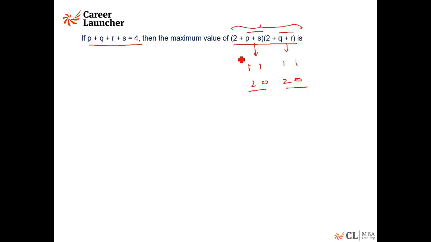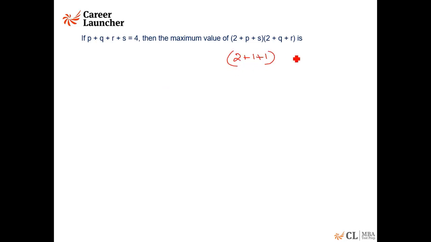P plus S and Q plus R. If you interchange P and Q or S and R or any two, you will still have the same equation. So given that this is a symmetrical equation, you should not be looking for anything except symmetrical values, which means P plus S should be equal to Q plus R. That is all I am looking for as far as this question is concerned. So what are the possibilities? I said 2 plus 1 plus 1 into 2 plus 1 plus 1. P plus S equal to Q plus R.